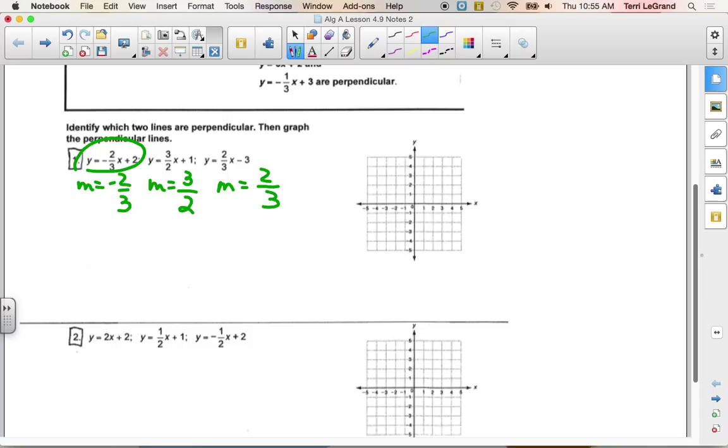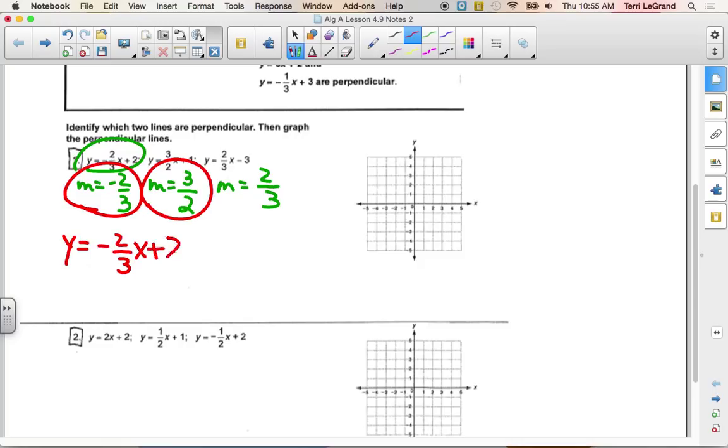Okay, so this might be the best way to do it. First of all, look for the reciprocals. I think that's what Dakota did. He said 2/3 and 3/2 are reciprocals, aren't they? Is 2/3 the reciprocal of 3/2 and vice versa? Is 3/2 the reciprocal of 2/3? And then, once you decide that they're reciprocals, the next decision is, are they opposite signs? So because we have a negative in this one and a positive in this one, and they are reciprocals, we are going to say that they are perpendicular.